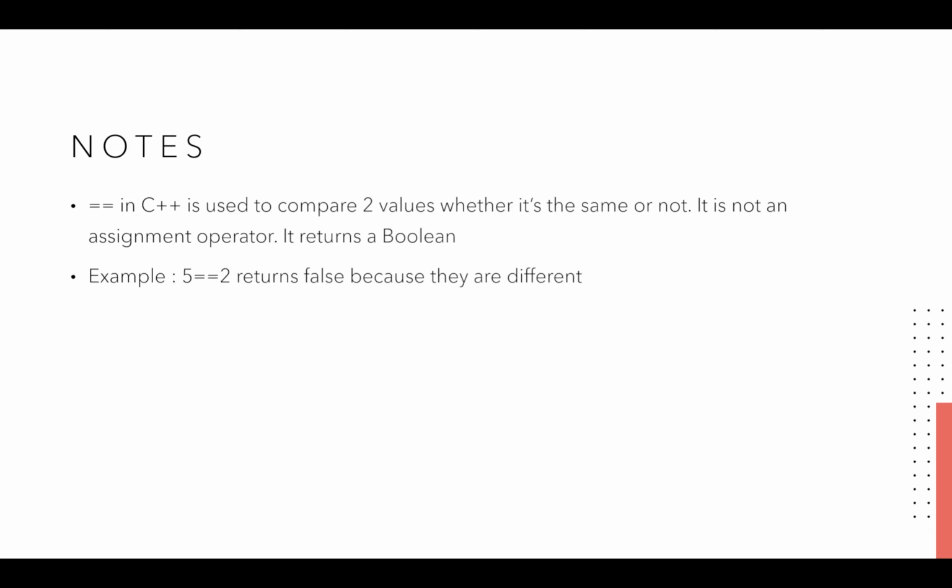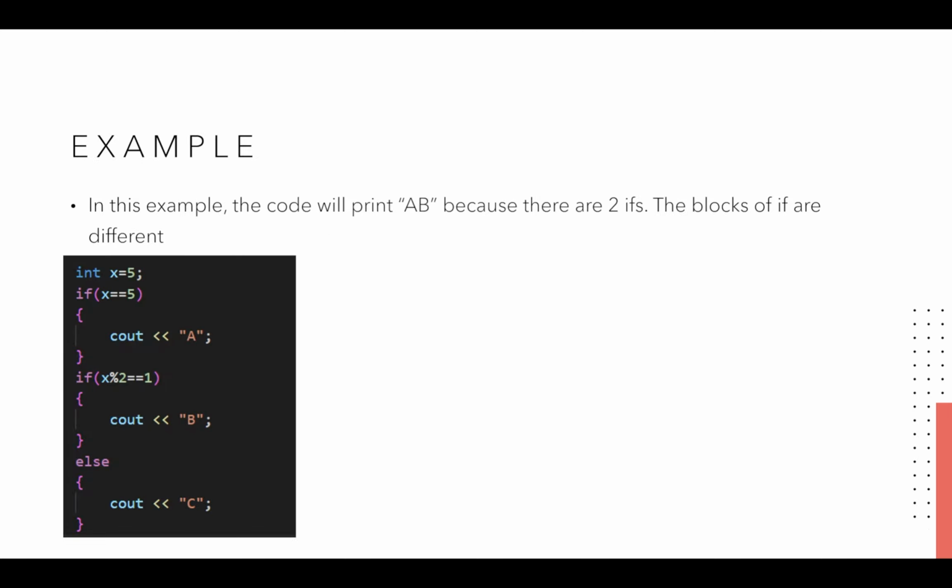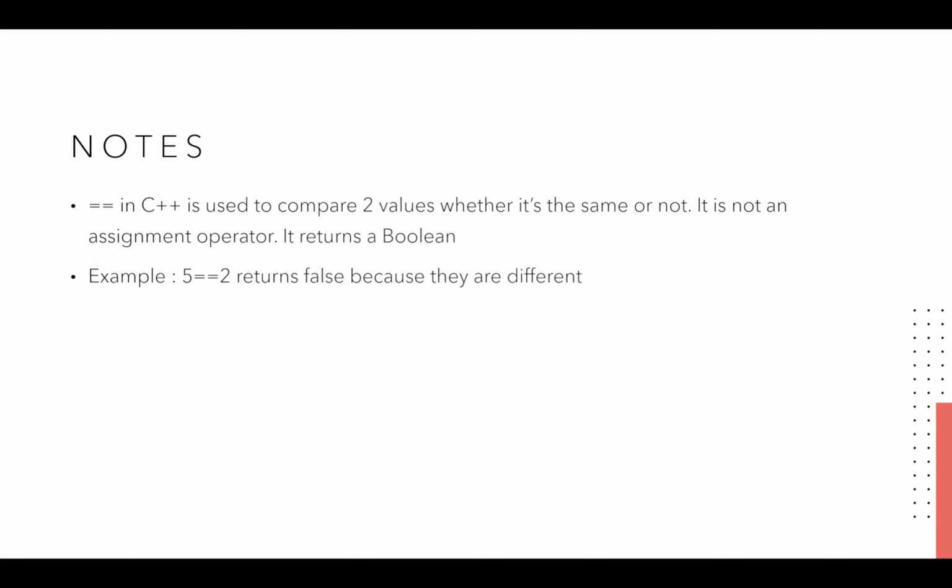And do keep in mind that the way to check whether two values are the same or not is to use the double equal sign instead of the single equal sign, because as you can see there, the integer x equals 5 is an assignment operator, based on our previous video. So if you want a boolean check, then you need the double equal statement, and as you can see there, 5 equals 2 returns false because they are different.